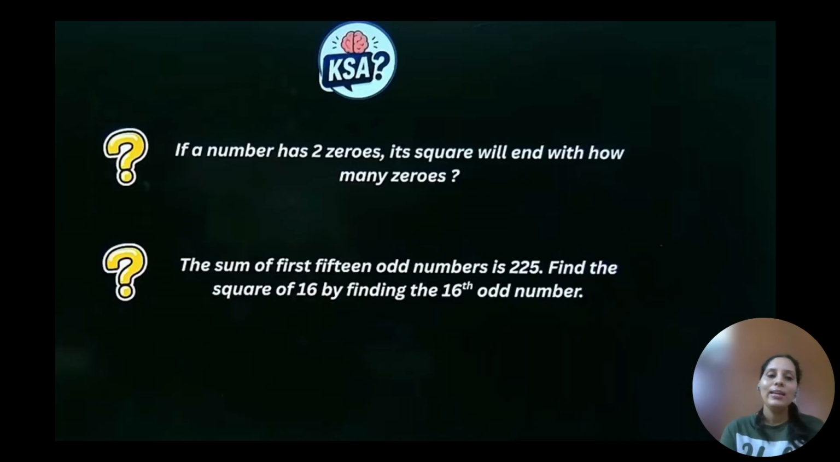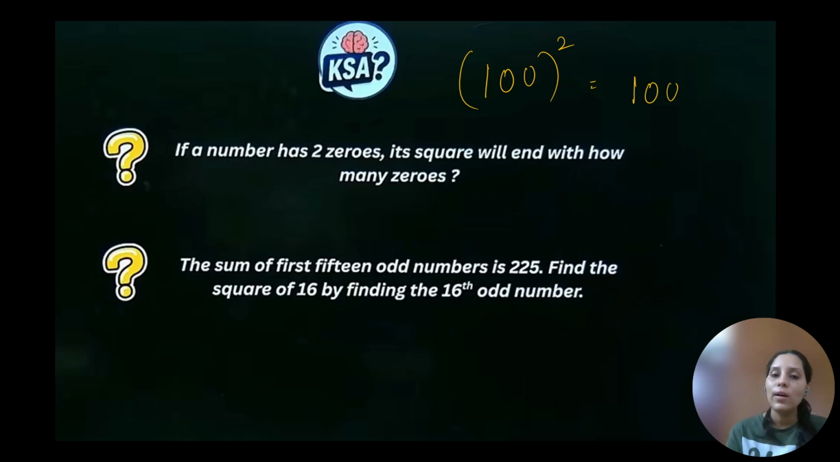All right. Next, coming to this one, let us see some questions. These kind of questions generally come for a mark. If a number has two zeros, its square will end with how many zeros? Okay, a number has two zeros, that means 100. So its square, how many zeros will it have? 1, 2, and double of 2, 4 zeros. So if a number has 3 zeros, its square will have 6 zeros. If a number has 4 zeros, the square will have 8 zeros. So double.